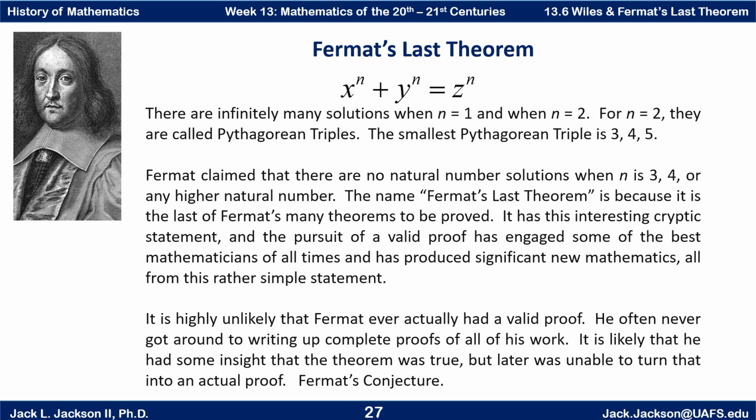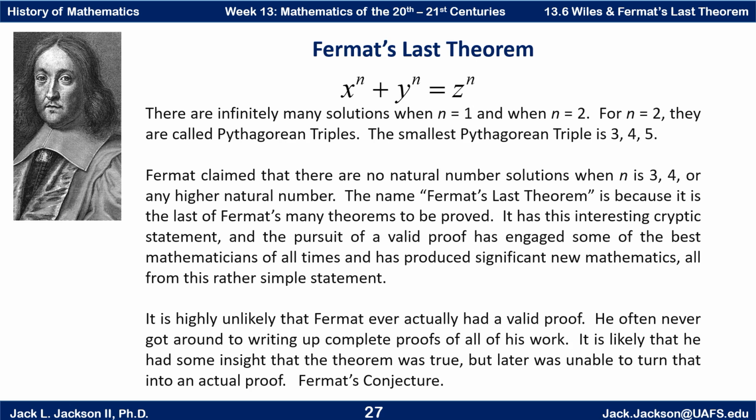It's pretty remarkable. Now, it's actually highly unlikely that Fermat ever actually had a valid proof. He often never got around to writing up complete proofs of all his work, and sometimes later mathematicians would prove it and finish writing them for him. It is likely that he had some insight that the theorem was true. He had an idea that he thought would lead to a proof, but was unable to turn that into an actual proof, or maybe never got around to following through with it.